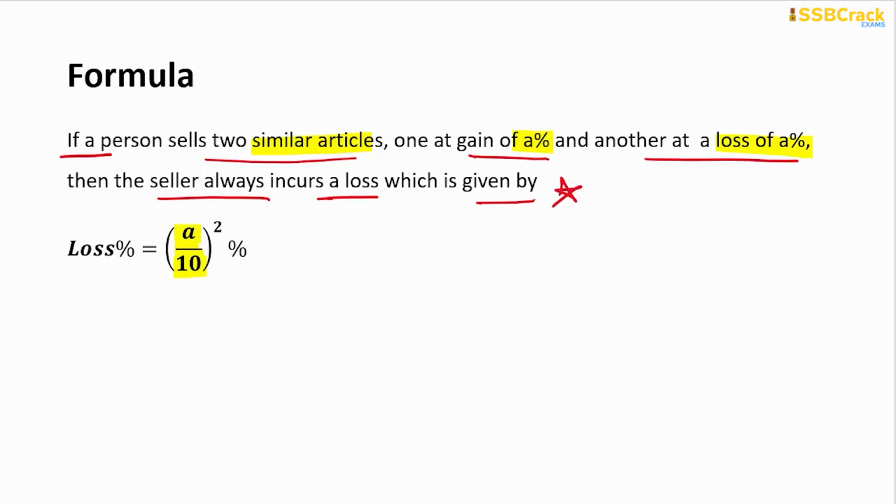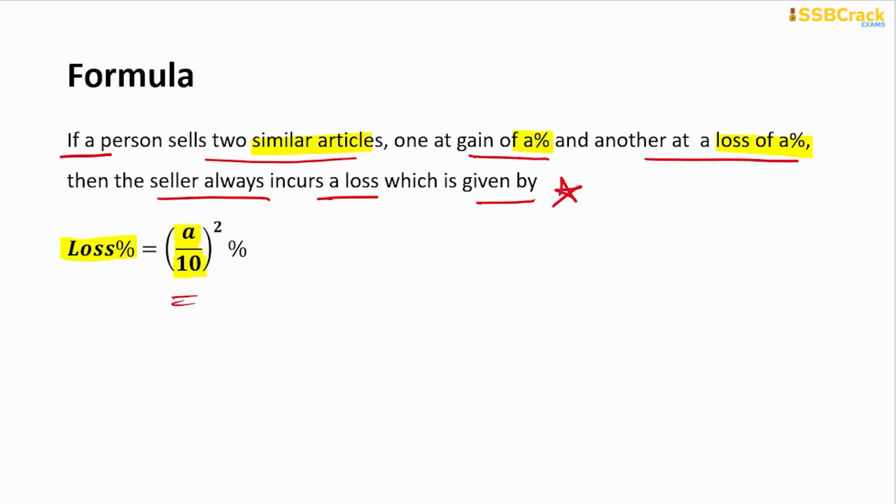So suppose in your question they give you either the selling price or the cost price, whatever it may be, for the two similar articles which he is selling with a gain of A% and with a loss of A%, then you have this formula, which is always for a loss percent, because the person has to get a loss only, cannot get a gain. Okay, because he is selling two similar items. Okay, and the formula is (A upon 10) whole square percentage.